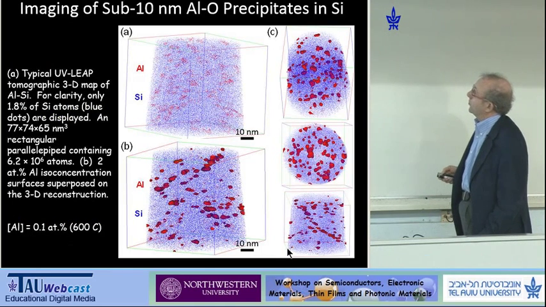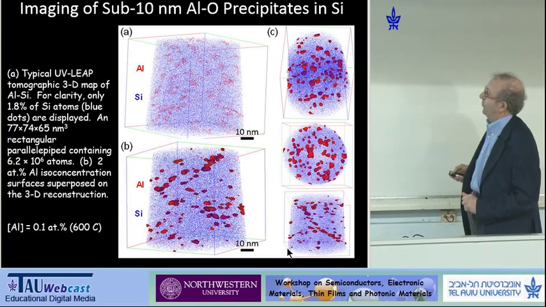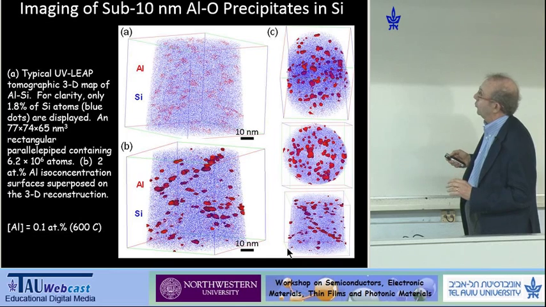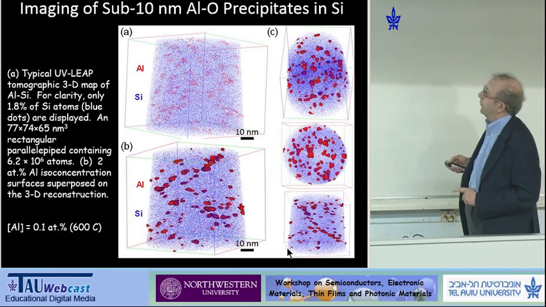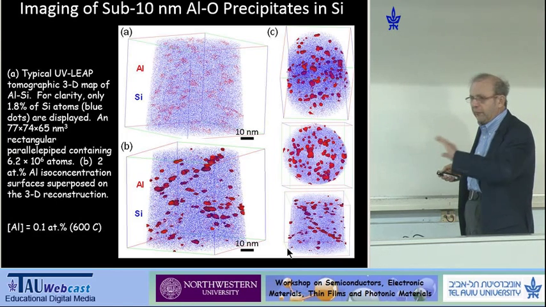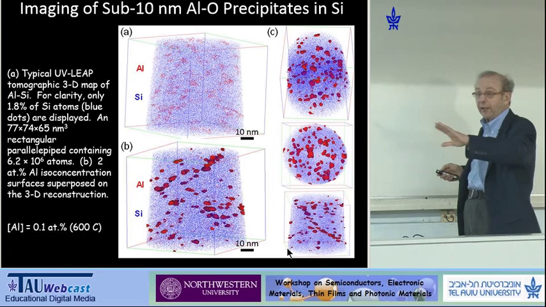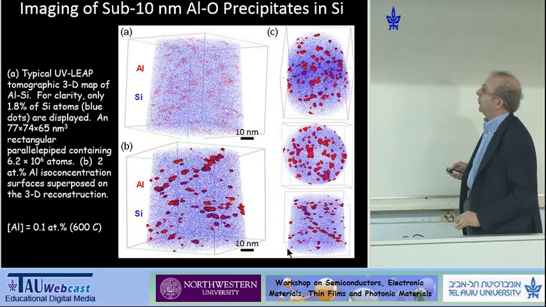So what did we find by analyzing the specimens? That's the question. There were 3 species that we were interested in: one is aluminum, one is silicon, and the other one is oxygen. So here is a 3D map. The aluminum is in red, the silicon's in blue. You're only seeing 1.8% of the silicon atoms. Otherwise, it would look like an absolute blur, and you would see nothing.